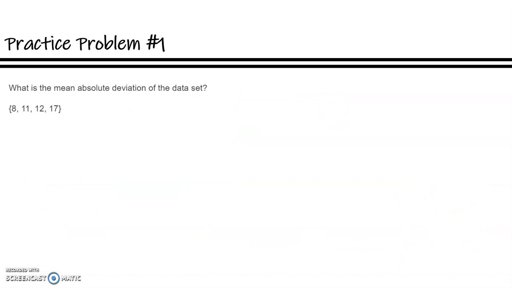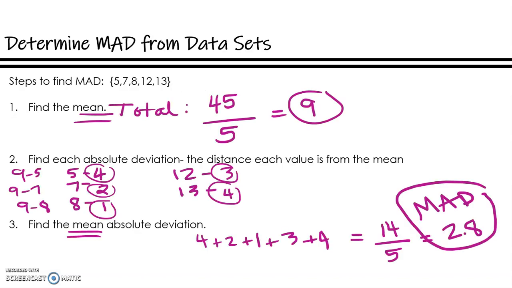So here's your first practice problem. Pause the video and go ahead and give it a try. Remember your 3 steps. Find the mean, find the absolute deviation, which is the distance each value is from the mean, and then find the mean of those numbers.